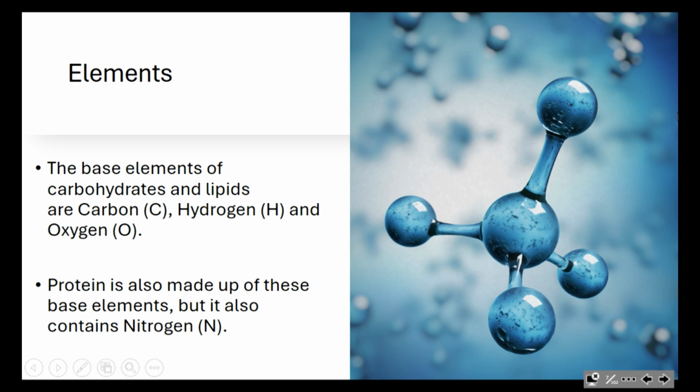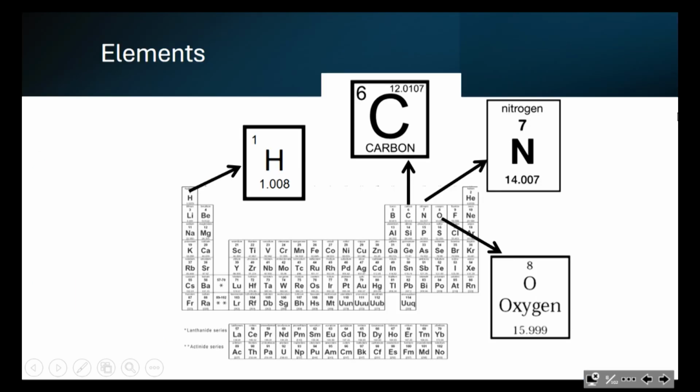Some of these macromolecules have an additional element to go along with it. For example, proteins also have the element nitrogen in it. So lipids and carbohydrates are just carbon, hydrogen, and oxygen. Proteins are carbon, hydrogen, and oxygen, as well as nitrogen. And then nucleic acids have an additional element called phosphorus. So let's take a look at those real quick.